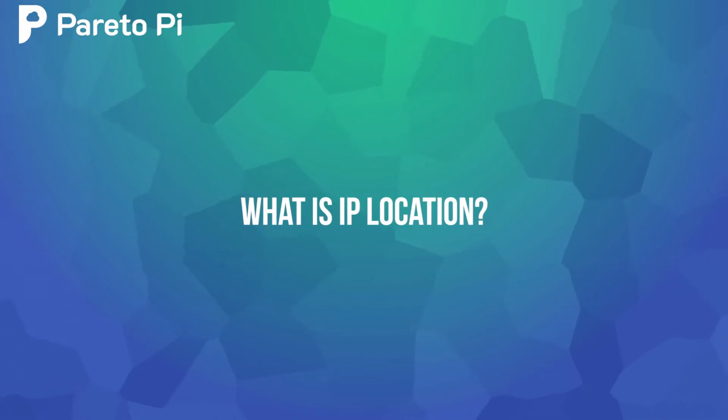What is IP location? IP location is a mapping of an IP address to the geographical location of the internet-connected device. Therefore, this means that Pardot is able to see where you are and when you access your account.